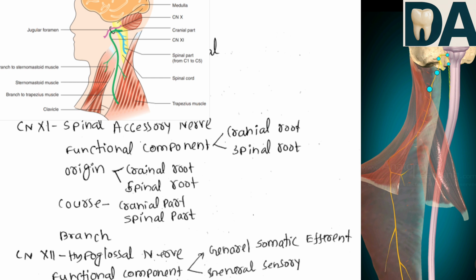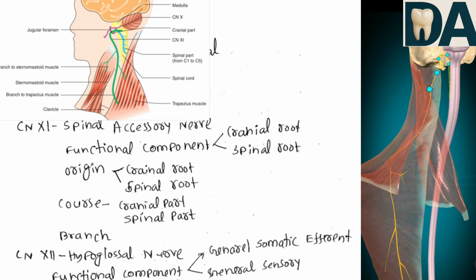Cranial root. These serve as the adjunct to the vagus nerve and supply the muscles of the palate, pharynx, larynx and heart. Spinal root. These supply the sternocleidomastoid and the trapezius muscle. Origin. Cranial root. The neurons contributing to the cranial part of accessory nerve are present in the nucleus ambiguus. Spinal root. This arises from the spinal nucleus located on the lateral part of the anterior gray column of the spinal cord from C1 to C5 levels.